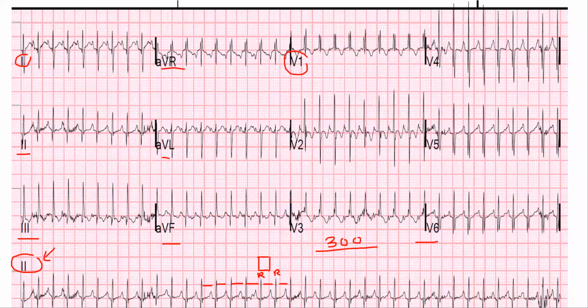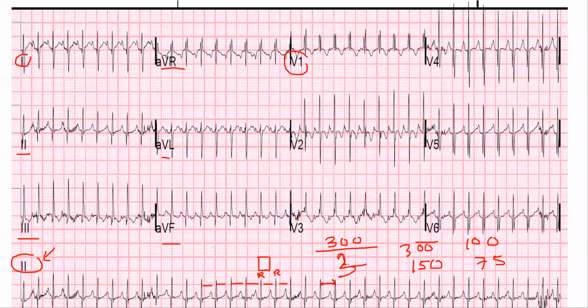If you look over here, the large square is 1, a little bit more than 1. If we put 1, it becomes a heart rate of 300. If there were 2 large squares between the RR interval, then divide by 2 and it would become 150. If it was 3, then 100. If it was 4, then 75.